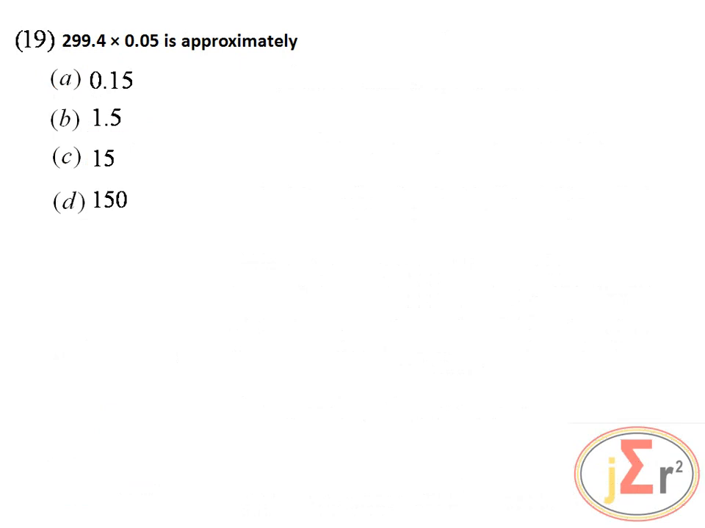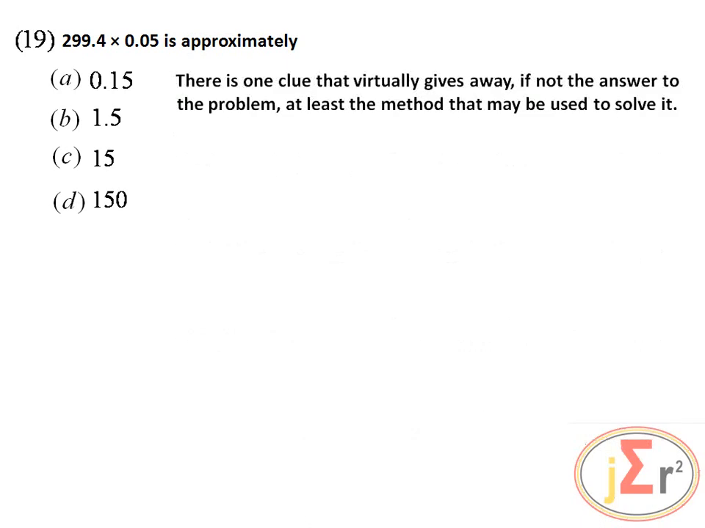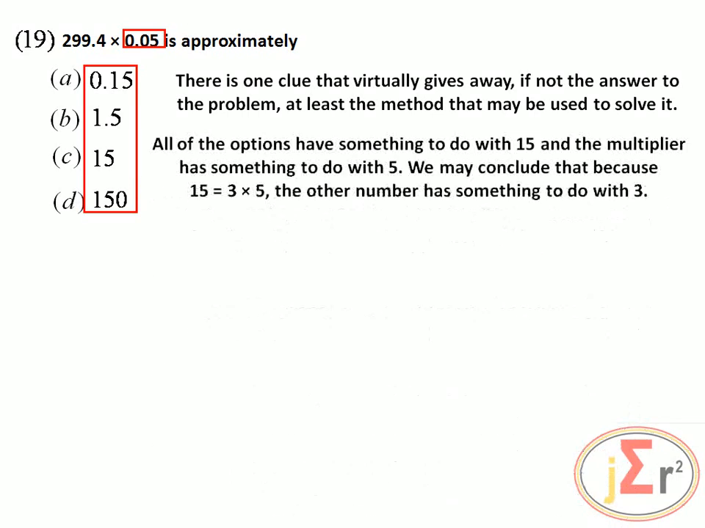299.4 multiplied by 0.05 is approximately which one of those options? There is one clue that virtually gives away, if not the answer to the problem, at least the method that may be used to solve it. All of the options have something to do with 15, and the multiplier has something to do with 5. We may conclude that because 15 is equal to 3 times 5, the other number has something to do with 3. So here we have 0.05, and the answer that we have here has something to do with 15.